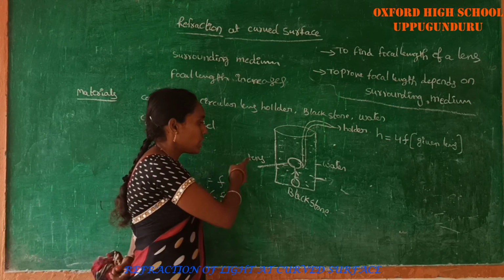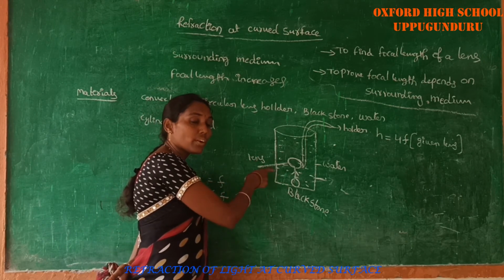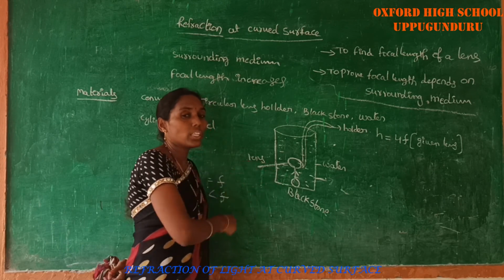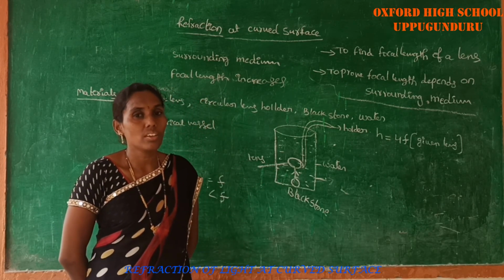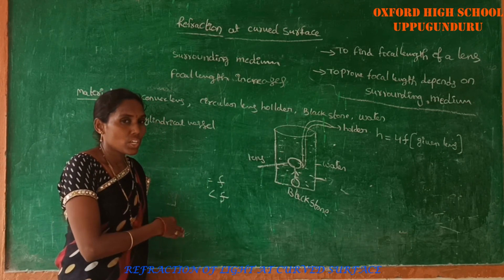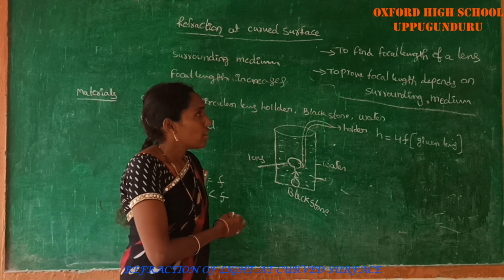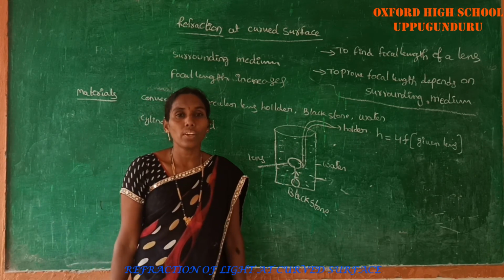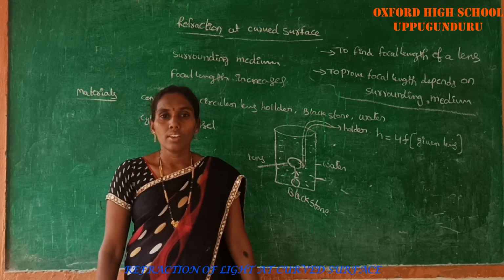That means if the lens is placed in water, the focal length of the lens increases. And also, the focal length of a lens always depends on the surrounding medium. Overall, in this session, we learned how to find the focal length of a lens and how to prove that the focal length of a lens always depends upon the surrounding medium.